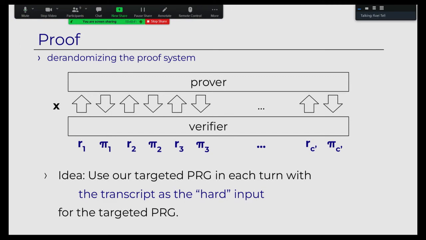This is the prover, this is the verifier. We have C rounds, we have C prime, this is C over 2 rounds, C turns of interaction. The verifier sends random coins, r_i, and gets answered with an answer, pi_i. And the idea is to use the targeted generator in each turn, using the transcript as the hard input. Because in each turn, the information the verifier sees from the prover is the entire transcript as well as the input.